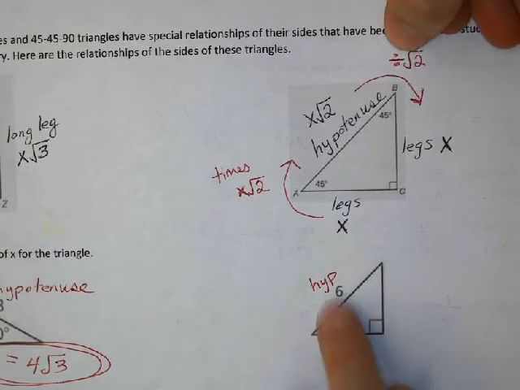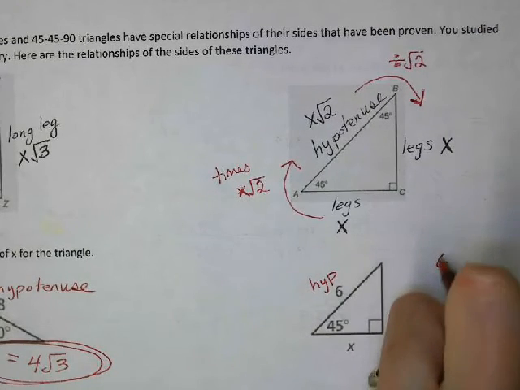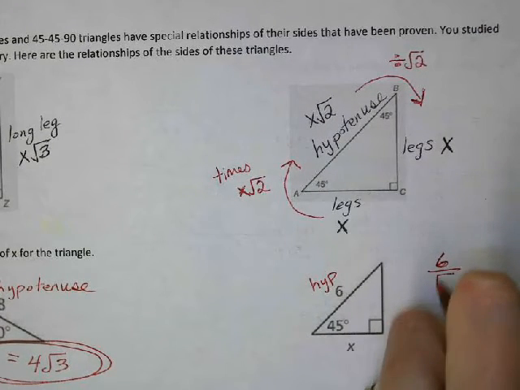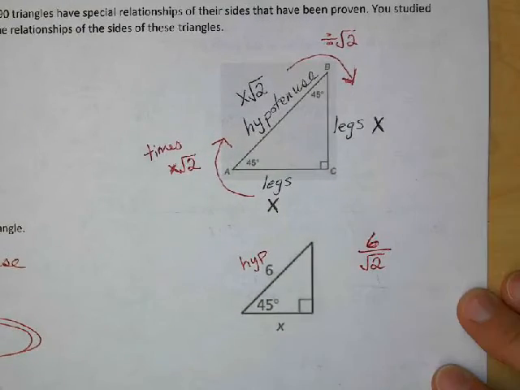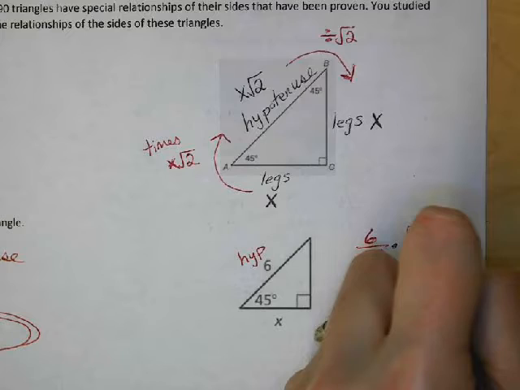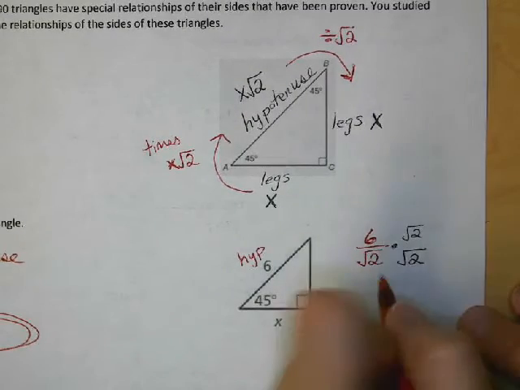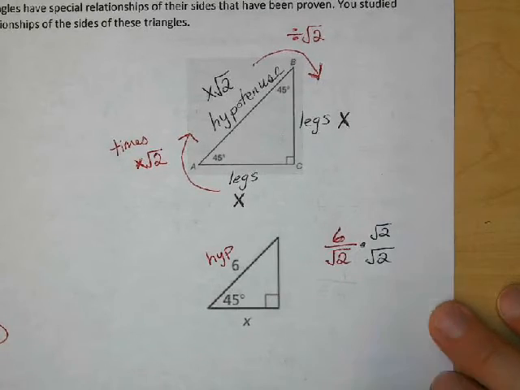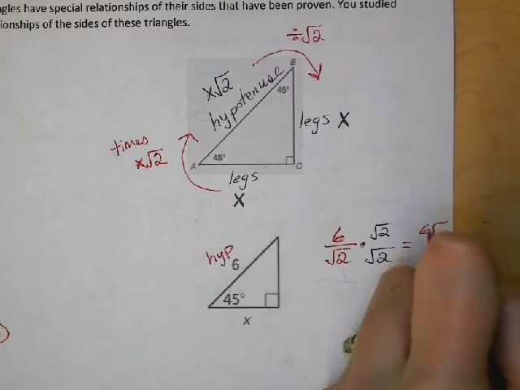I'm going to divide by square root of 2. So I have to take the hypotenuse, the 6, and divide it by square root of 2, like a fraction. And I showed you on the front, you can't have square root of 2 at the bottom of a fraction. So you have to rationalize it. You have to multiply by square root of 2 over square root of 2. So it becomes 6 square root of 2 over 2.